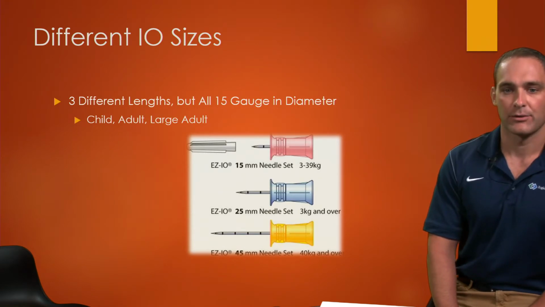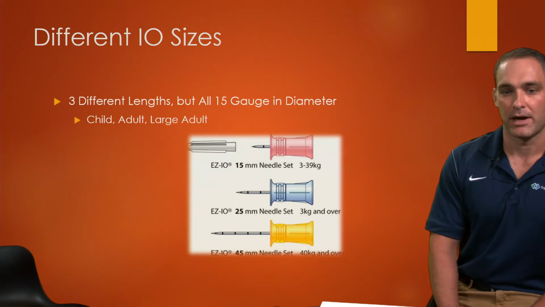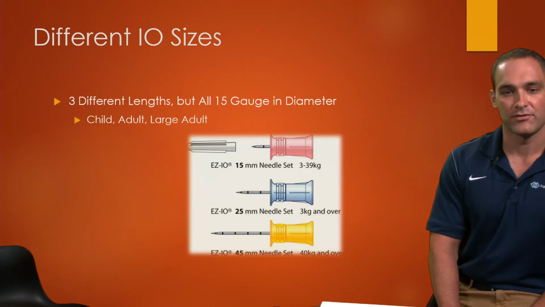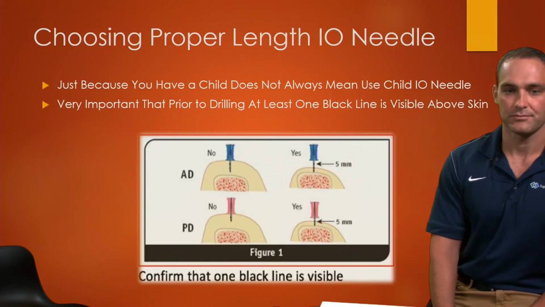Let's talk about different IO sizes. There are 3 different lengths. Your red one is called your infant or your child IO. Then you have your middle one, your blue one, that's your adult IO. And then your third one is the yellow one, that's your large adult IO. They're all 15 gauge in diameter, but they're all different lengths.